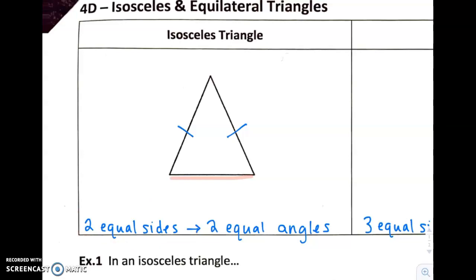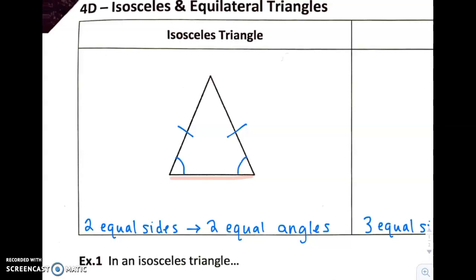Well, what that's also going to imply is that it has two equal angles. So the angles that are located directly across from those sides, so this angle over here and this angle over here, those two are actually always congruent, so I'm going to mark those.